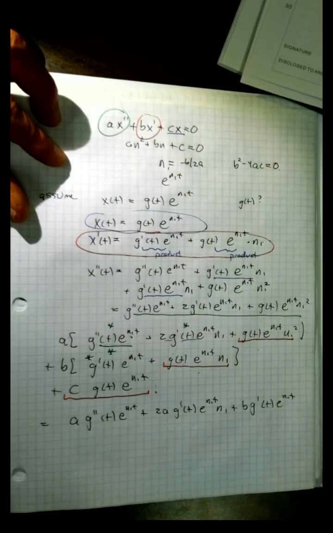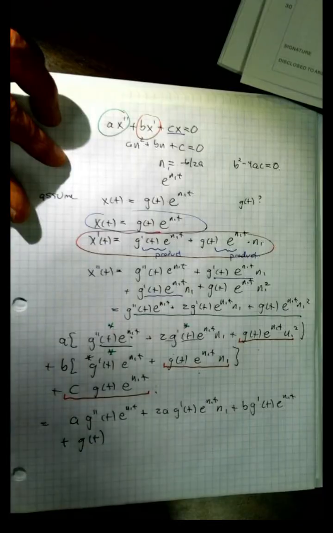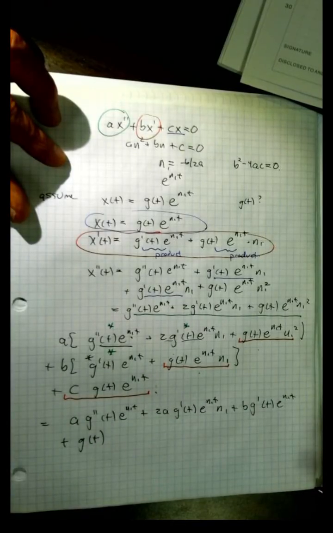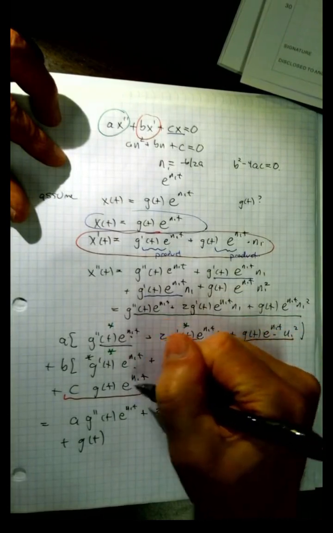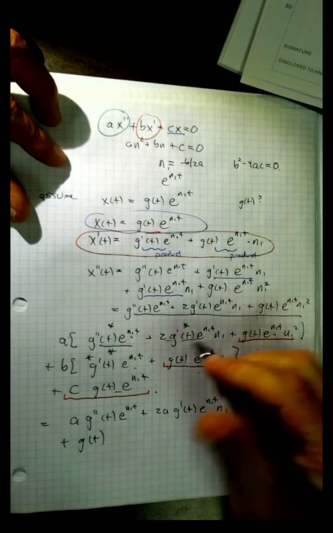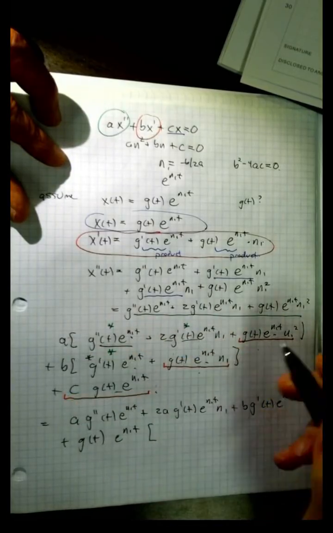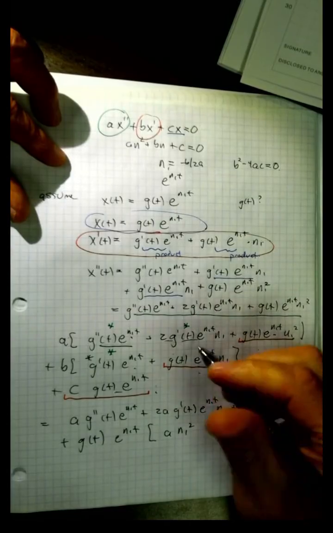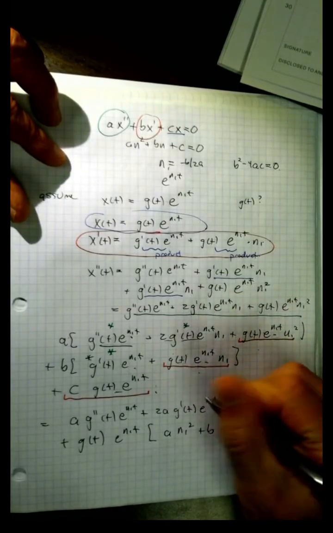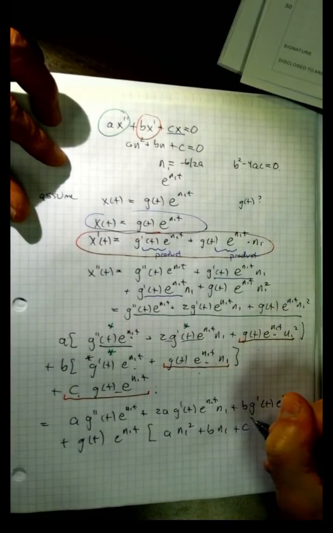Now these three terms that just have g, notice I can factor out the g. Okay. Also note each one has an e to the n1t, so we can pull that out. So here I have an a times n1 squared. From here I'm going to have b times n1, and here I'm just going to have plus c.